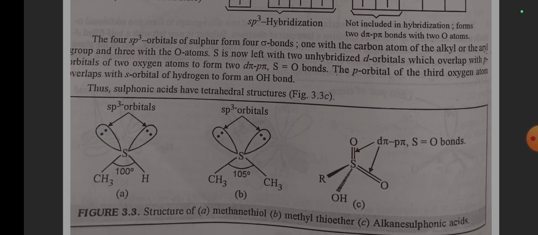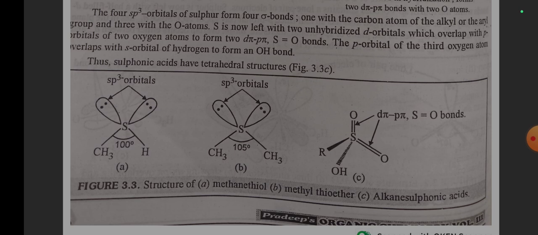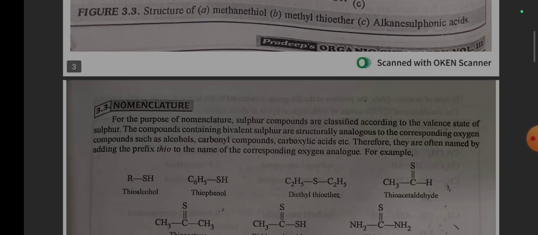The four sp3 orbitals of sulfur form four sigma bonds, one with the carbon atom of the alkyl or aryl group, three with O atoms, and S is now left with two unhybridized d orbitals which overlap with p orbitals of two oxygen atoms to form two dπ-pπ S=O double bonds. The p orbital of the third oxygen atom overlaps with the s orbital of hydrogen to form an O-H bond.